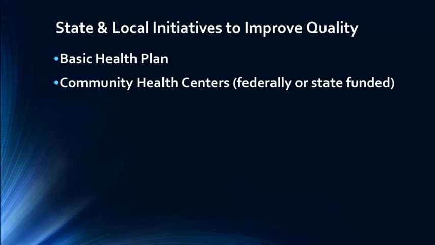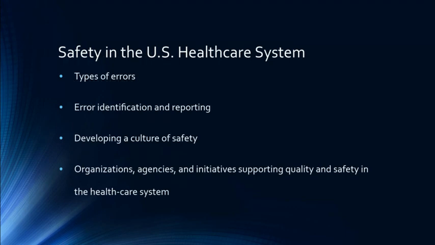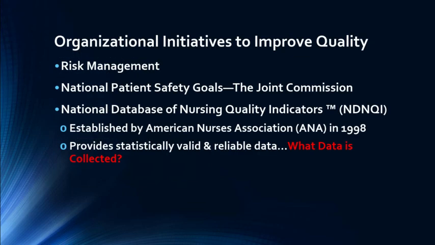There are basic health plans available, including state-funded Medicaid plans and community health centers that can be either federally or state-funded. So safety in the U.S. healthcare system focuses on several different factors, including the types of errors, error identification and reporting, developing a culture of safety, and utilizing organizations, agencies, and initiatives to support quality and safety within individual healthcare systems.